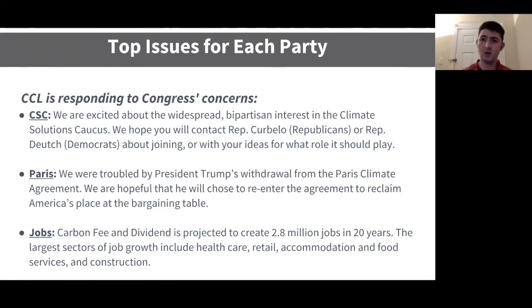The third most frequently brought up topic was jobs, and this is the first one that really bears directly on carbon fee and dividend. For this one, the response is carbon fee and dividend is projected to create 2.8 million jobs in 20 years. The largest sectors of job growth include healthcare, retail, accommodation and food services, and construction. So this is directly from the REMI study.